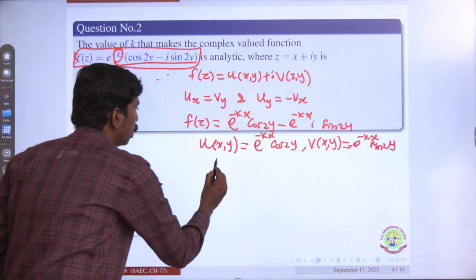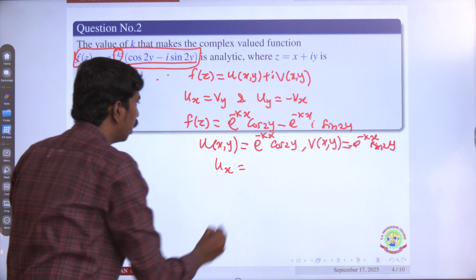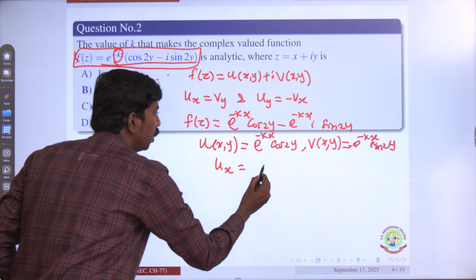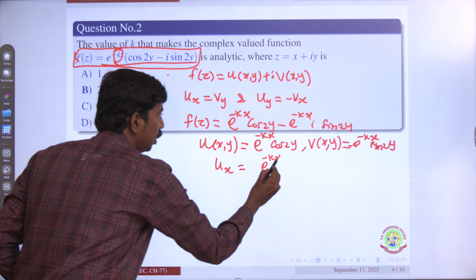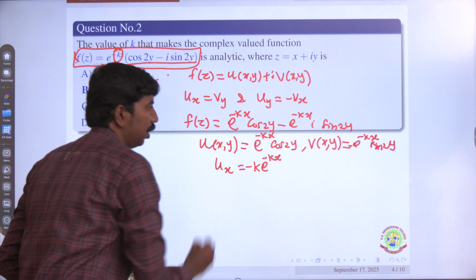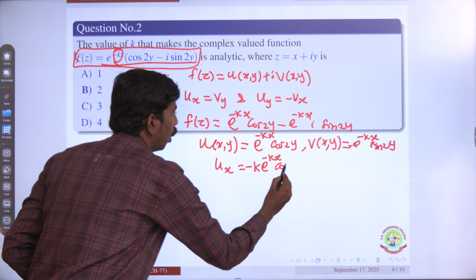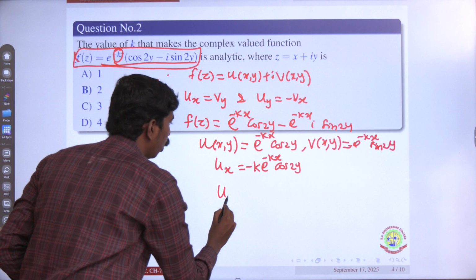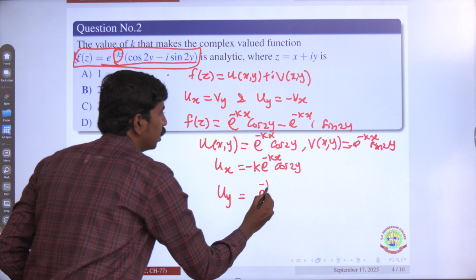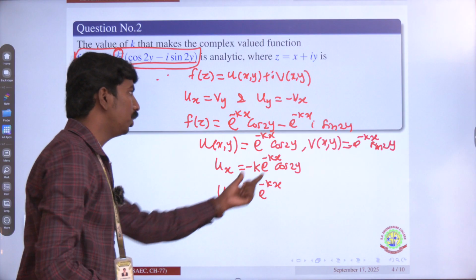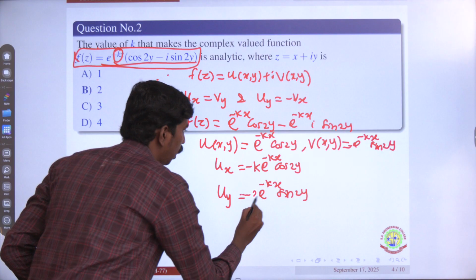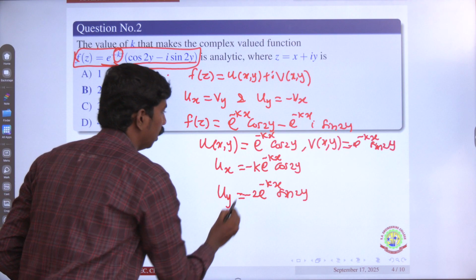So now I will find out what is Ux. Ux is the differentiation of u with respect to x. So I will differentiate this one. The differentiation of e power minus kx is as it is e power minus kx, and the coefficient of x will be in multiplication, so minus k, into cos 2y. And similarly I will find out Uy, the differentiation with respect to y. So e power minus kx as it is, differentiation of cos 2y is minus sin 2y into 2. So that minus 2 I will write in front.